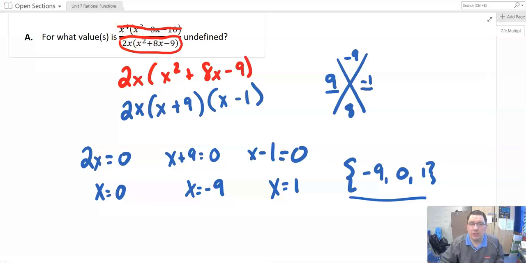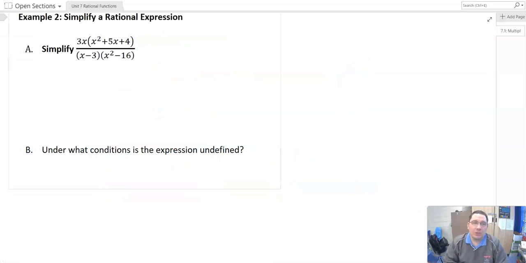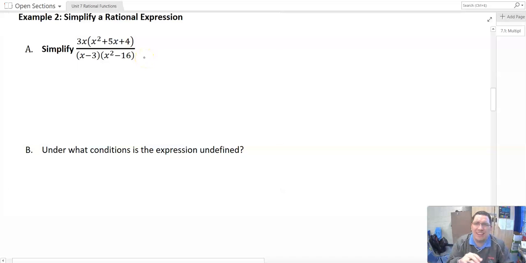All right, let's go ahead and look at example 2. In example 2, we're looking to simplify this rational expression now. When we simplify it, we're looking for things that will cancel. Just like our 12 over 16, we can divide them both by 4. So in this case, we're looking for something other than just a number.